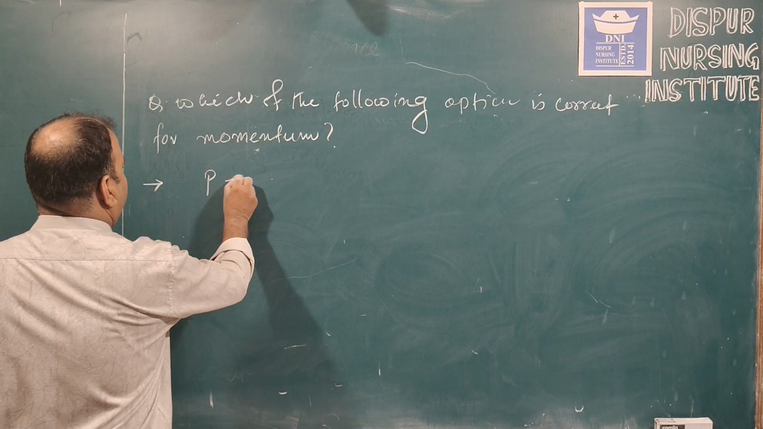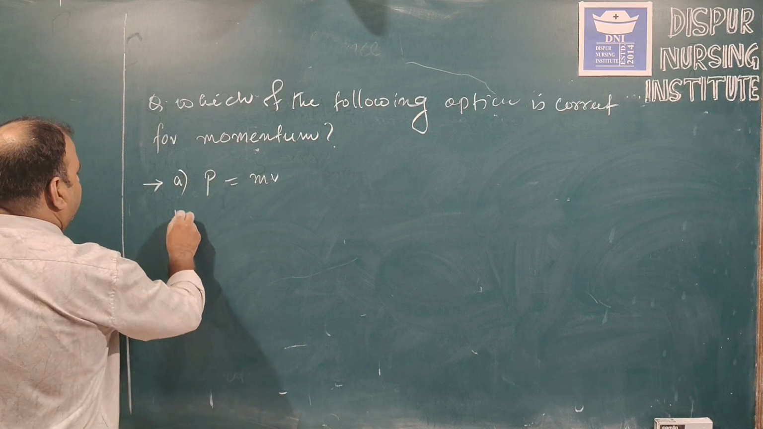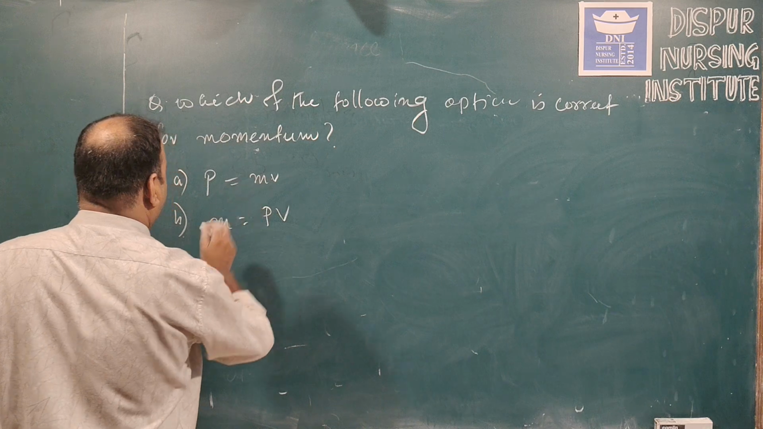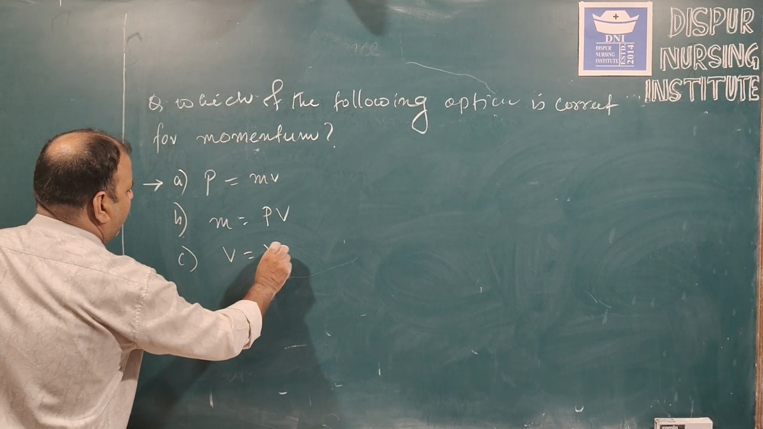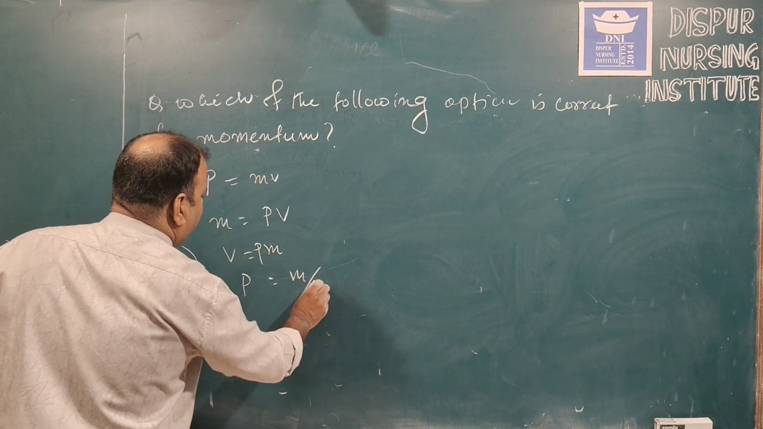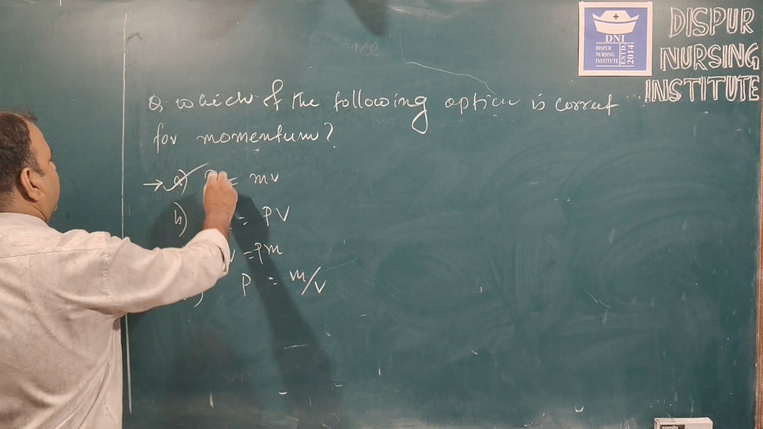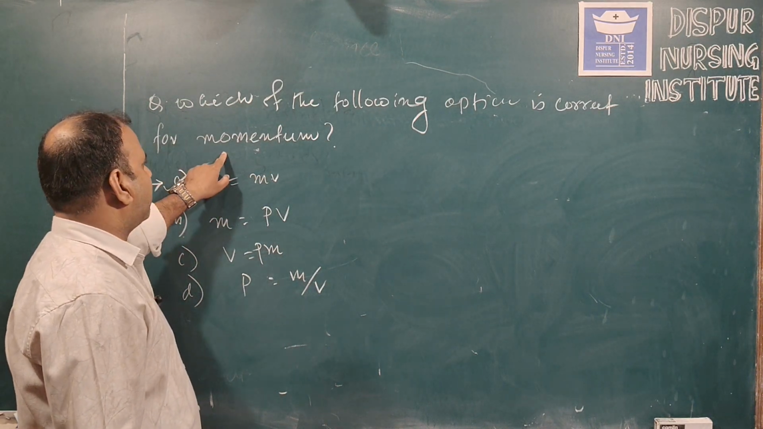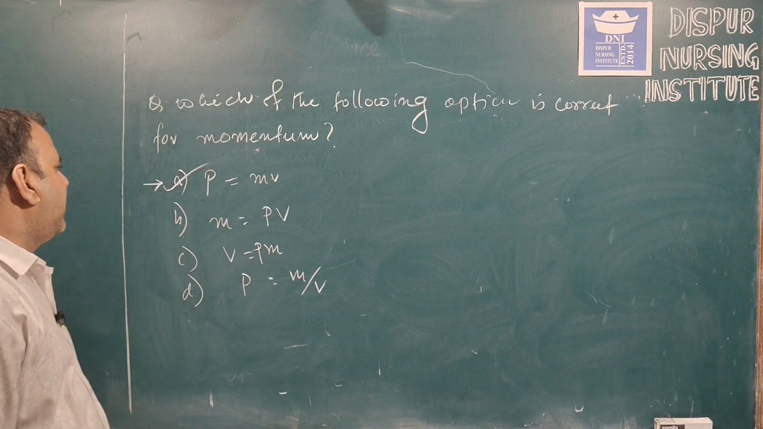Option A: we can write m = b. Option B: m = pv. Option C: b = pm. And option D: P = m by b. So which of the following options is correct? Here this is the correct option, that means for momentum. Momentum is basically represented by this one.